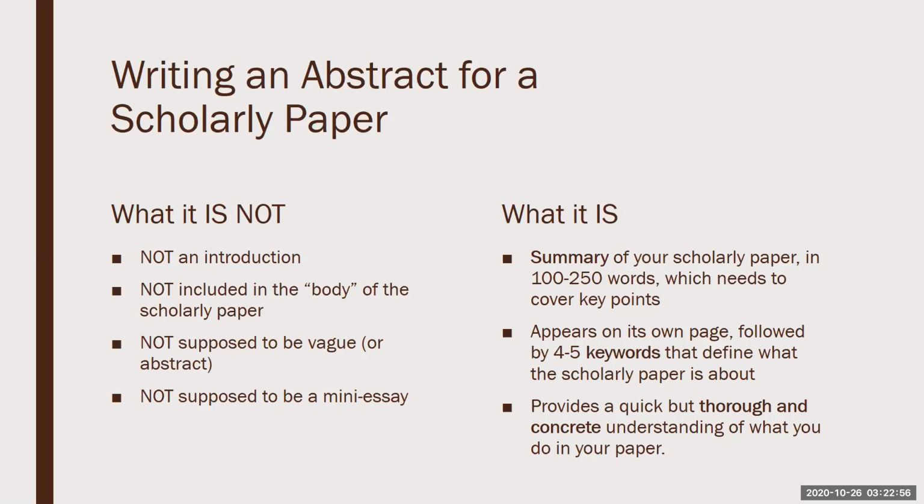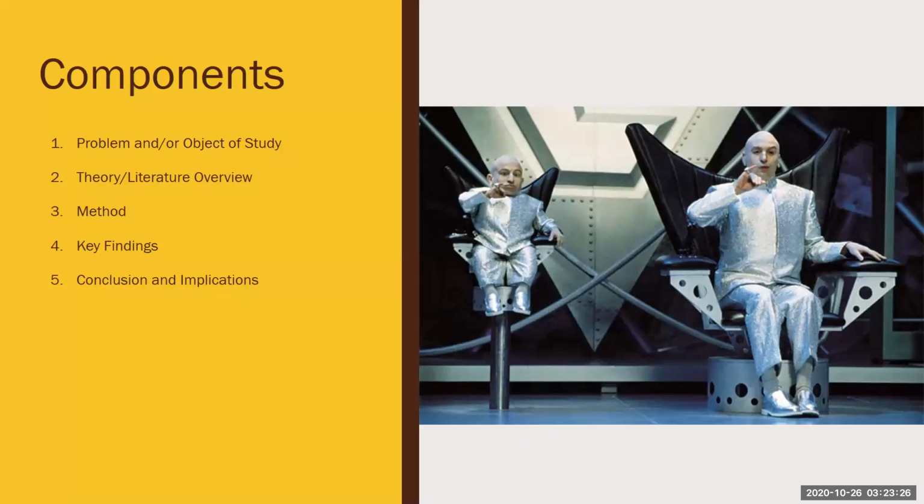So it needs to provide a quick but thorough and pretty concrete understanding of what you do in your paper, so that if a reviewer or a reader comes across your abstract, just by reading those short 100 to 250 words, they should be able to figure out what your paper is about and what you actually do, and more importantly, what you actually find out, what you discover through your research, prior to reading the paper itself. So what are some good components of this mini-me version of your paper?